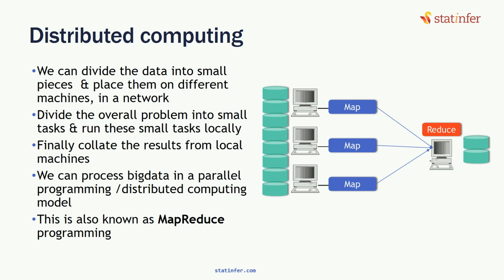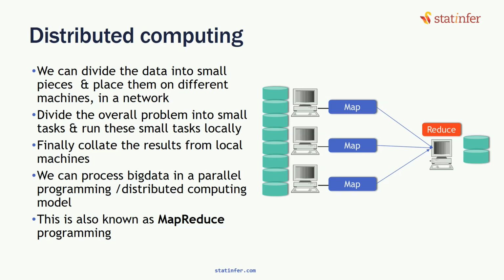So we have a huge data set. We can divide the data set into smaller pieces and then distribute it onto all these machines. And then we connect all these machines using LAN or WAN. This whole cluster of computers looks like a really big supercomputer. We can make it work like that. So divide the overall data into smaller pieces, put them in each of the machines. Divide the overall problem into smaller pieces and then run them locally on each of the machines.